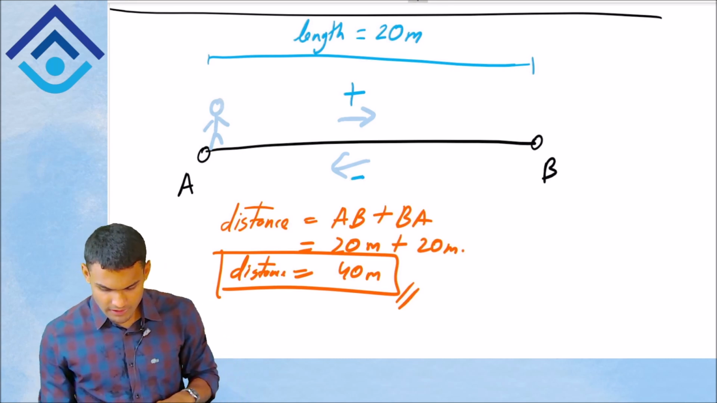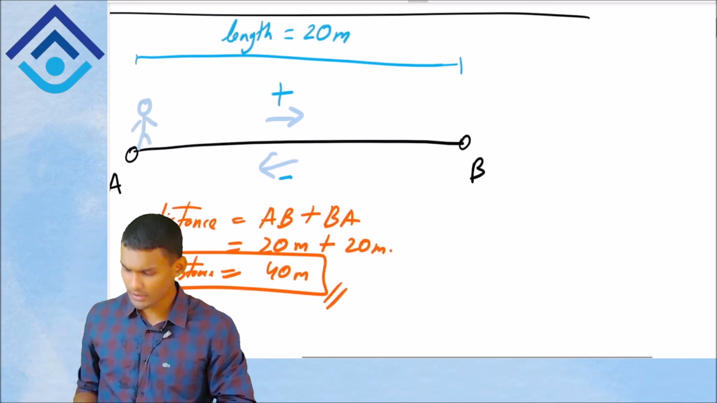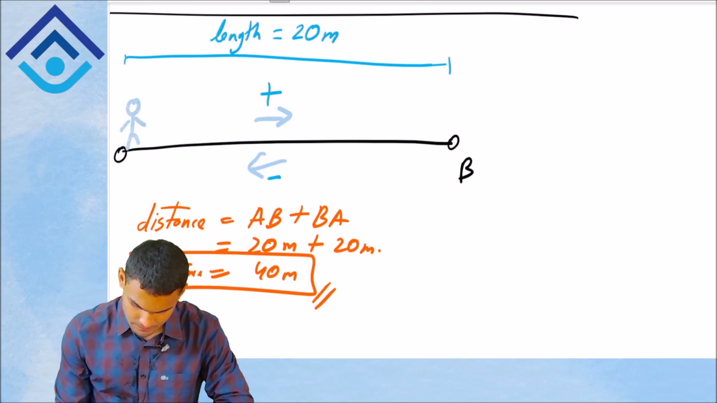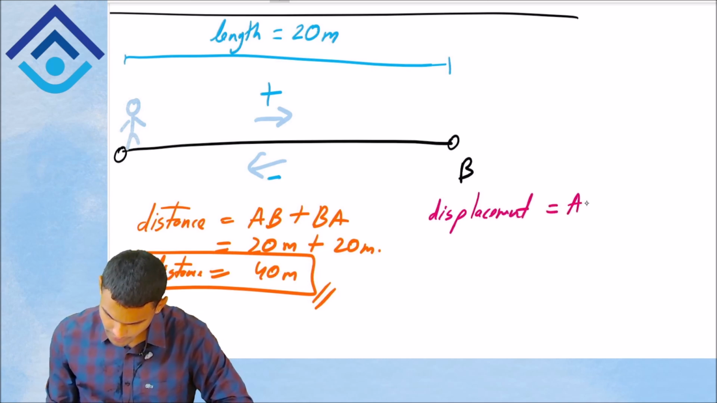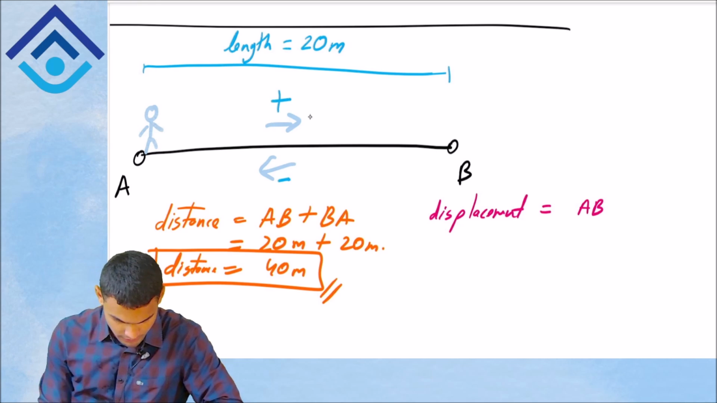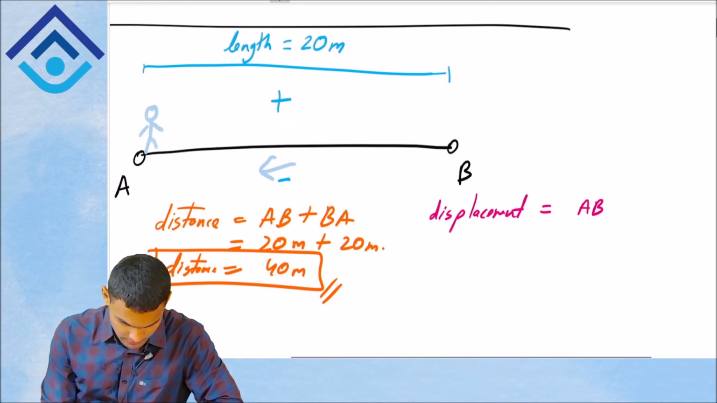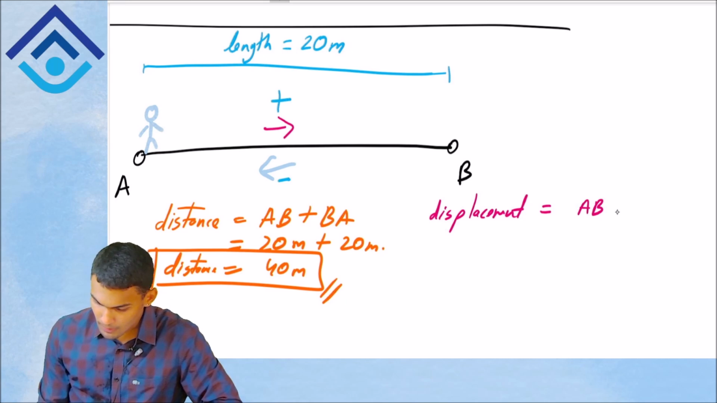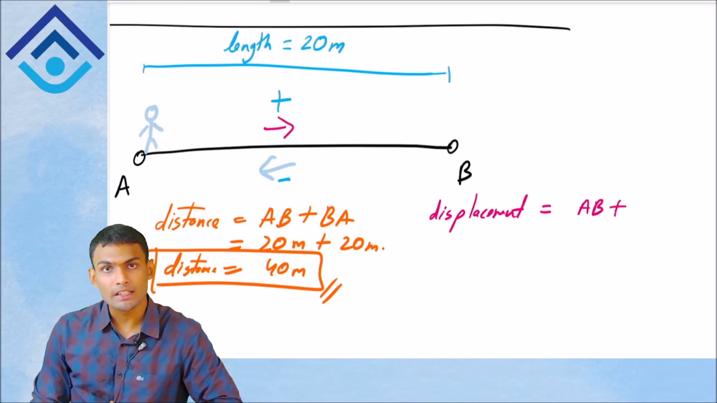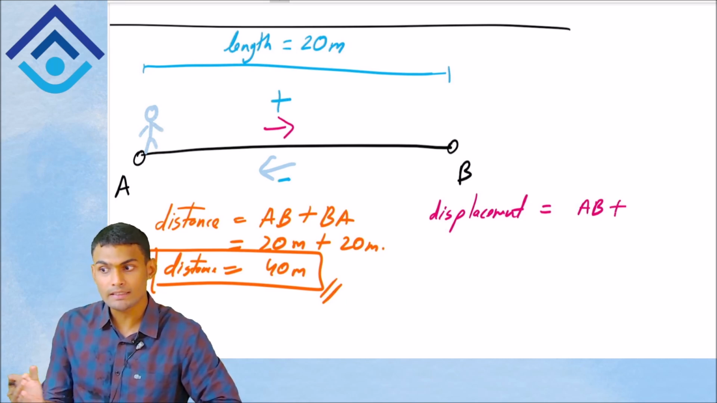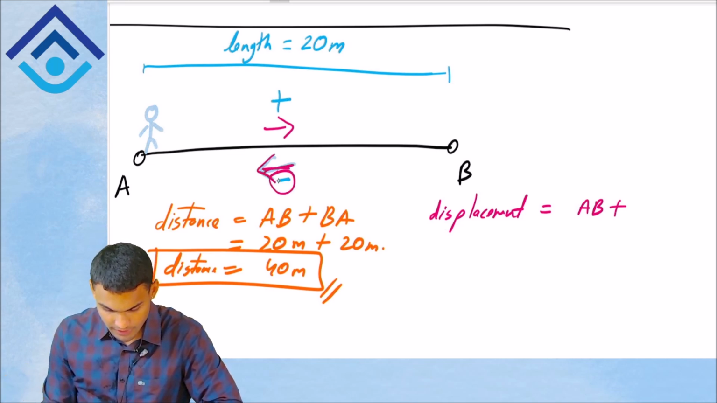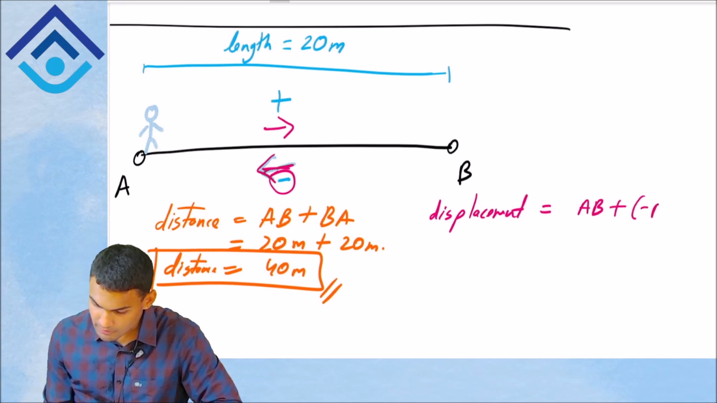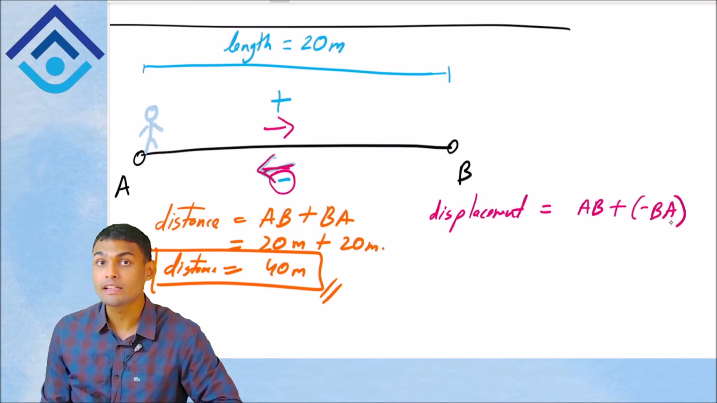Now, if you want to find displacement based on this, it is very easy to understand. You see, displacement can be given by AB, which is positive already, as you can see, it is moving in this direction. Plus, I'll add the other displacement. However, the other displacement is coming backwards. That means it is negatively denoted, which is in this direction. So it is negative, and you will write over here minus BA. Why minus BA? Because it is in the opposite direction.